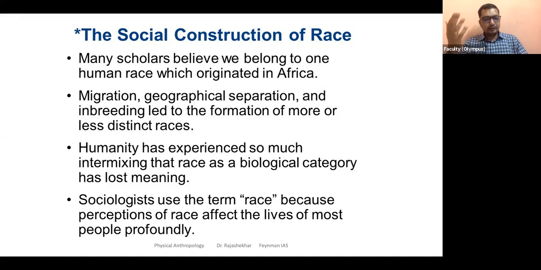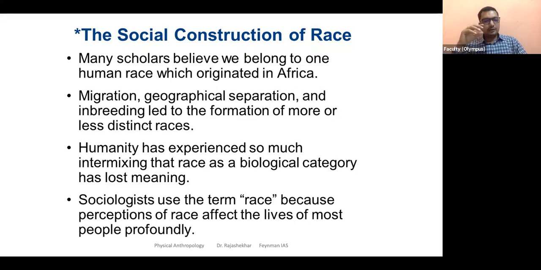They might have started life in Africa, then migrated. There was geographical separation, genetic exchange within them. Of course, some distinct features have developed as part of natural selection. But did it continue forever? No, it didn't. Humanity has experienced so much intermixing that race as a biological category might have lost its meaning.